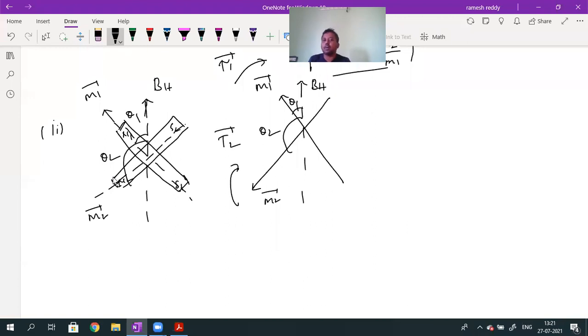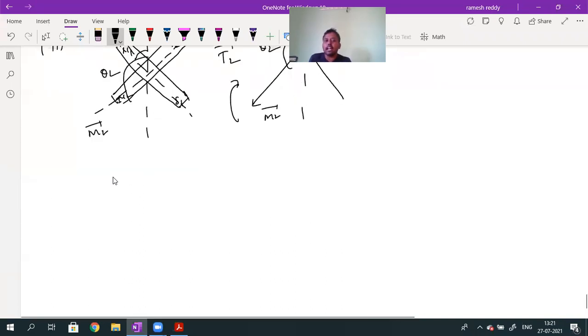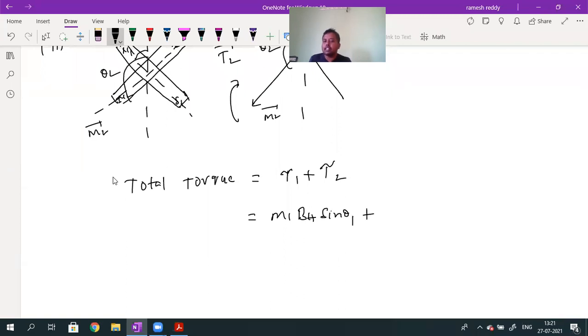How are tau1 bar and tau2 bar directed? Both are in the same direction. When both are in the same direction, the net torque will never be equal to 0. The total torque is tau1 plus tau2. What is tau1 given by? M1 into BH into sine theta1. And tau2 bar is given by M2 into BH into sine theta2.